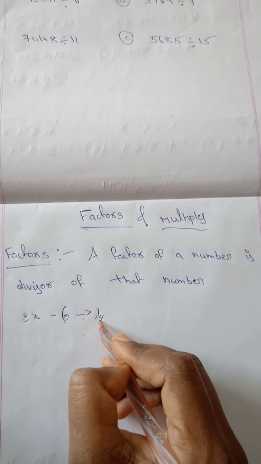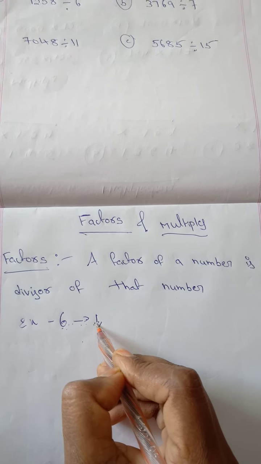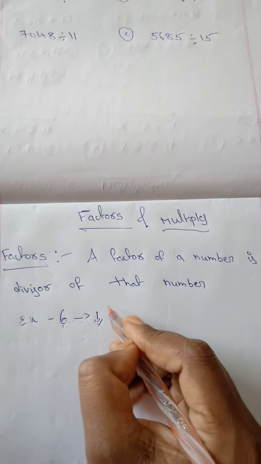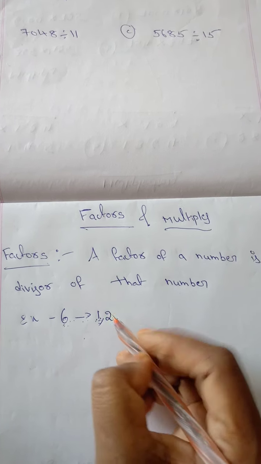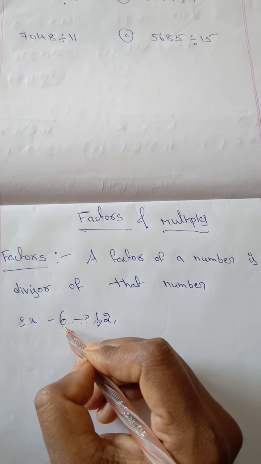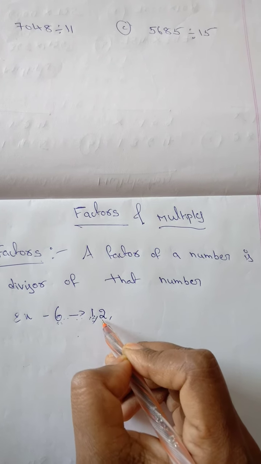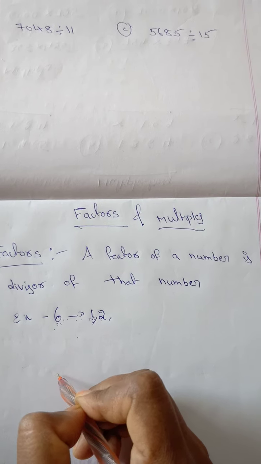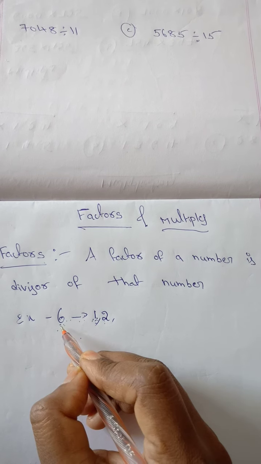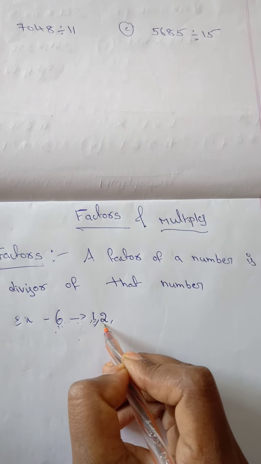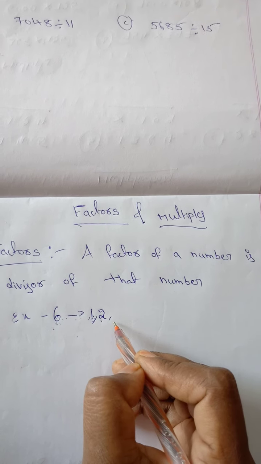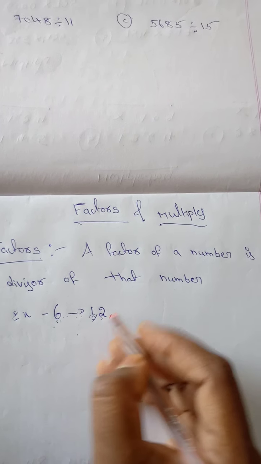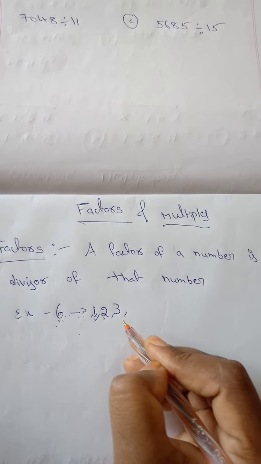We can divide it exactly, so 1 is one of the factors of 6. Next is 2. Is 2 a factor of 6? Let me see: 2 threes are 6, so the remainder is 0. So 2 is an exact divisor of 6 and is one of the factors. Likewise, 3 twos are 6, so 3 is also one of the factors.